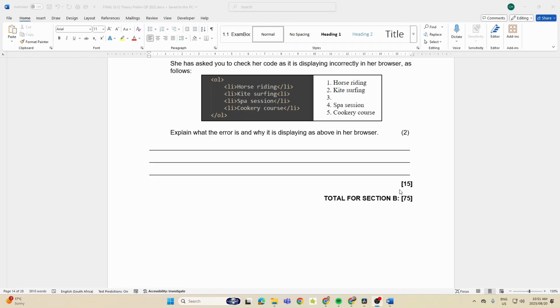Now look at that. 75 marks for section B. Have we done anything majorly difficult? No. Okay, so please go through these things. But let's have a look now at 2023.